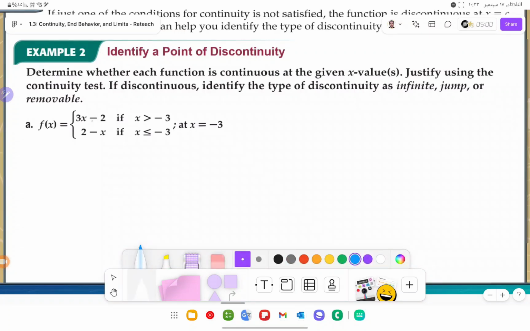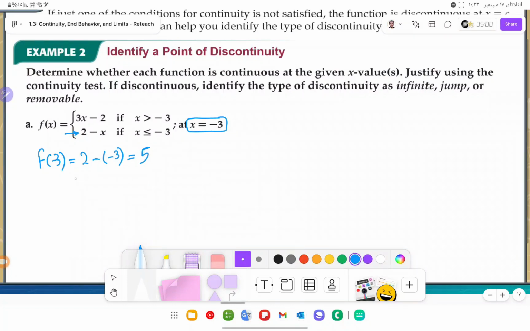Okay, so as you can see here, this is a piecewise function. So I have to find the value at x equals negative 3. Negative 3 is in which function? In the first one or in the second one? Negative 3 is in the second one. So we are going to use the second function. Now let's find f of negative 3. F of negative 3 is equal to minus negative 3, and negatives become positive 3. So the answer will be 5.